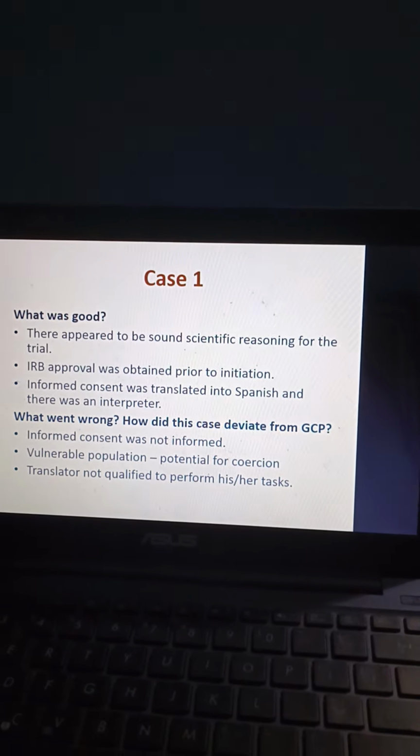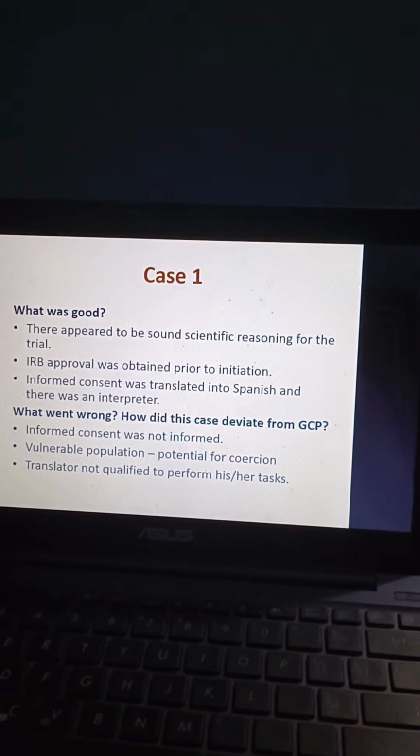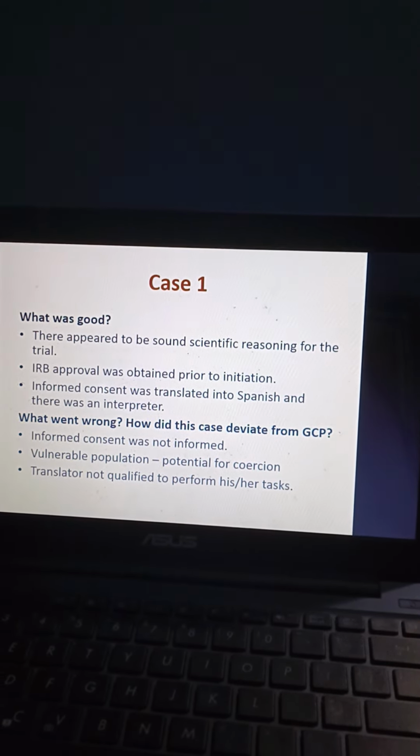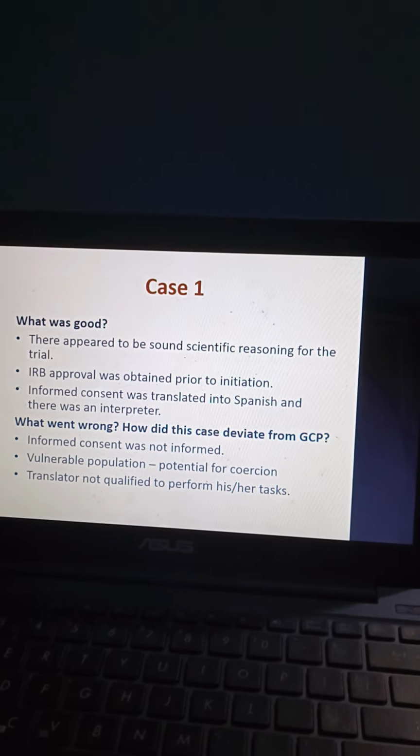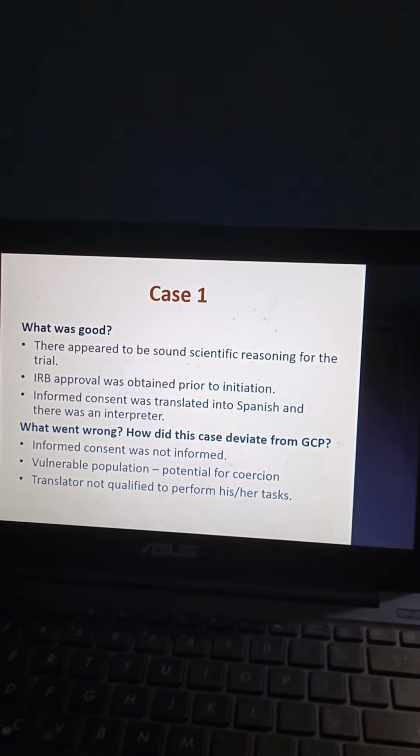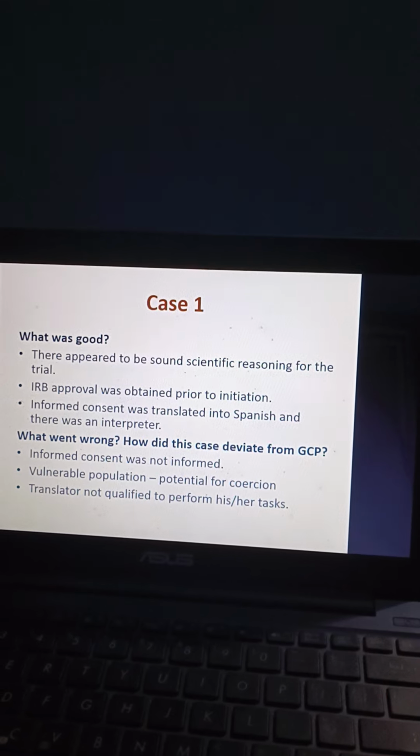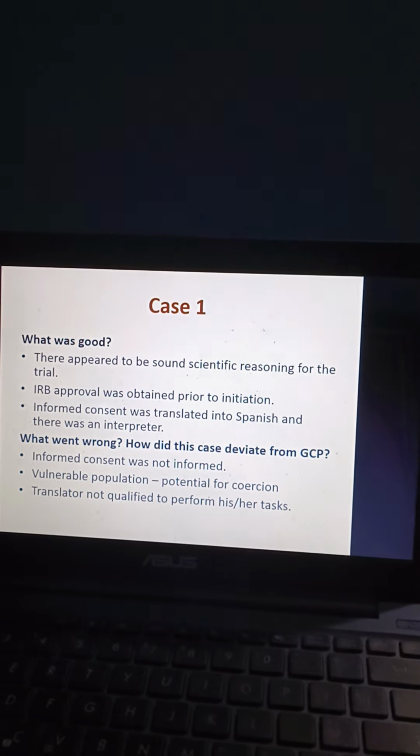What was good? There appeared to be sound scientific reasoning for the trial. Institutional Review Board, IRB, approval was obtained prior to initiation. Informed consent was translated into the local language and there was an interpreter. What went wrong? How did this case deviate from GCP? Informed consent was not informed. Vulnerable population, potential for coercion. Translator not qualified to perform his or her tasks.